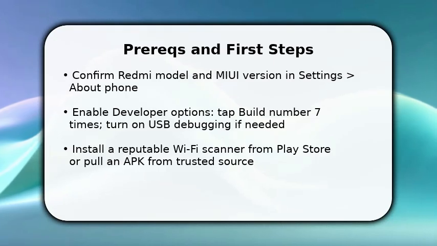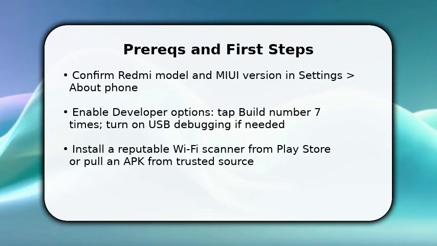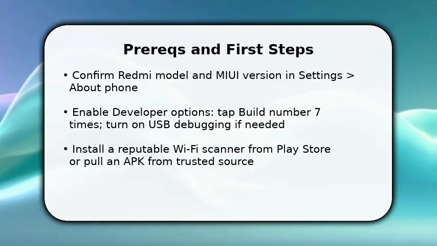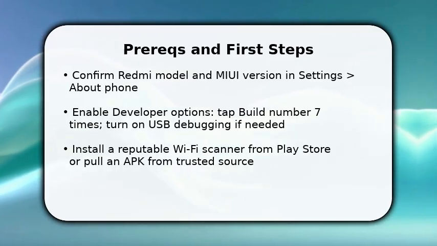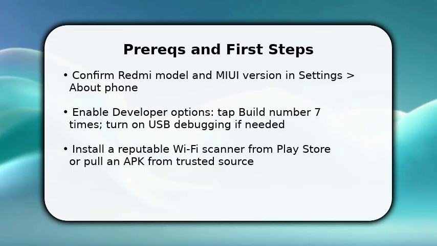Enjoy the video. You start by checking prerequisites. Confirm your Redmi model and MIUI version so the scanner tool is compatible. Once done, enable developer options by tapping build number 7 times. Make sure USB debugging is off unless you need advanced features.